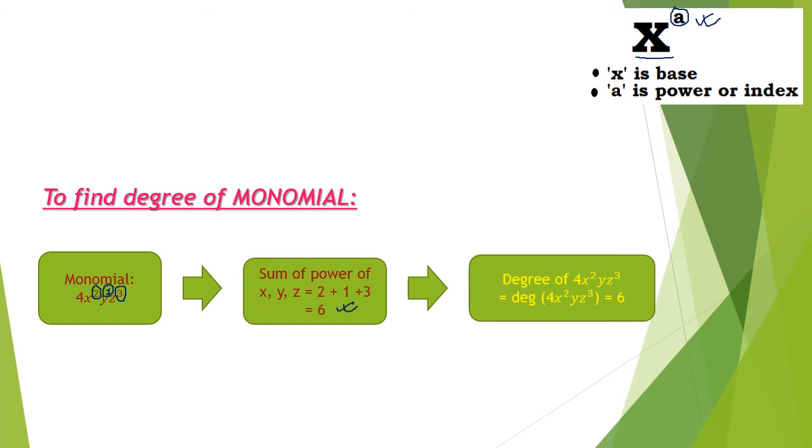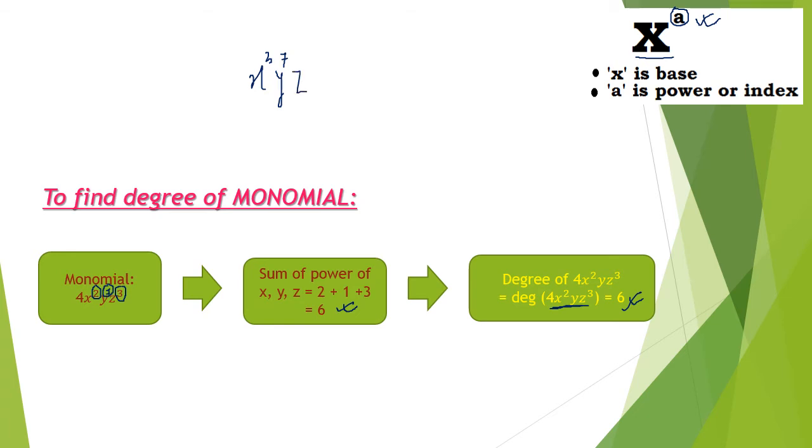Now you can write degree of 4x square yz cube, deg, and inside the bracket the algebraic expression or monomial, and you can write equal to 6, or you can write in a language also. So I think it's clear. To find the degree of any monomial we just have to add the power of variables. Now you can easily find the degree of this monomial also. If it's written x to the power 3, y to the power 7 and z. Now what will be the degree of this monomial?